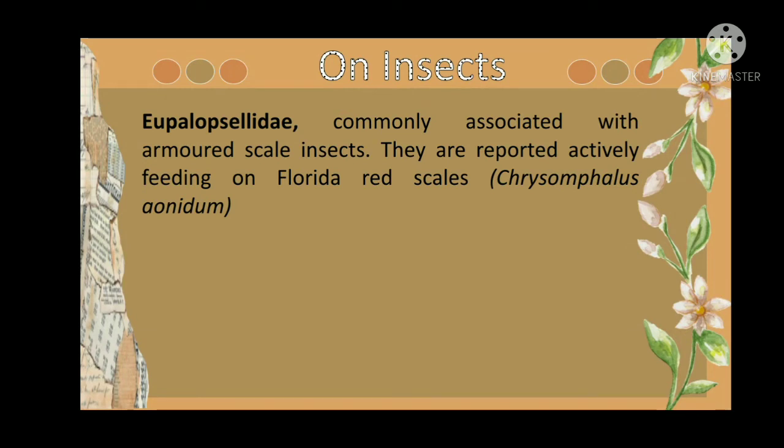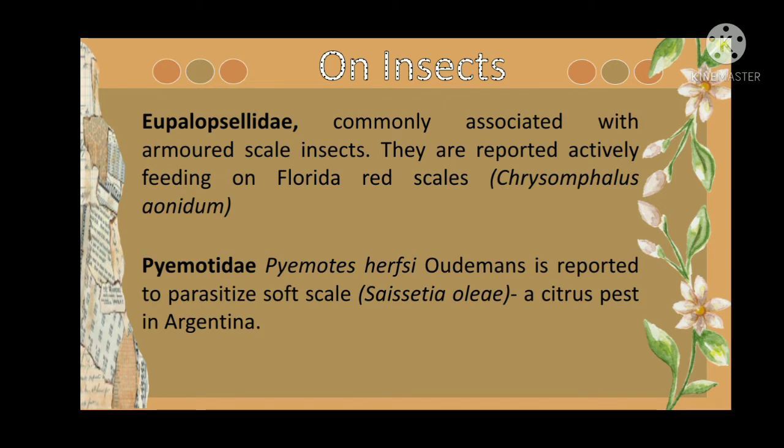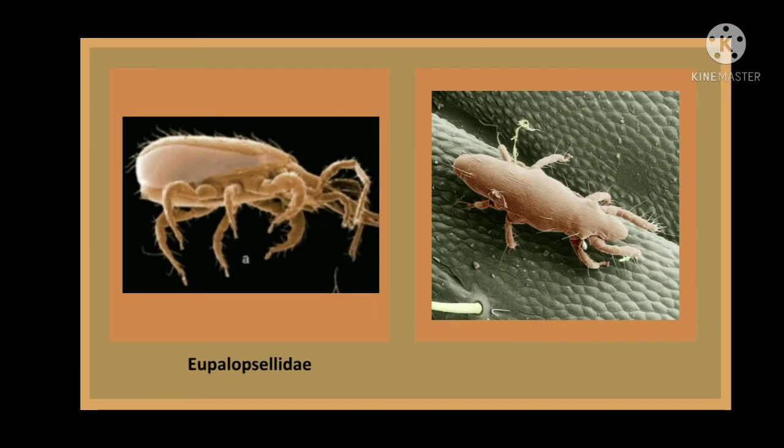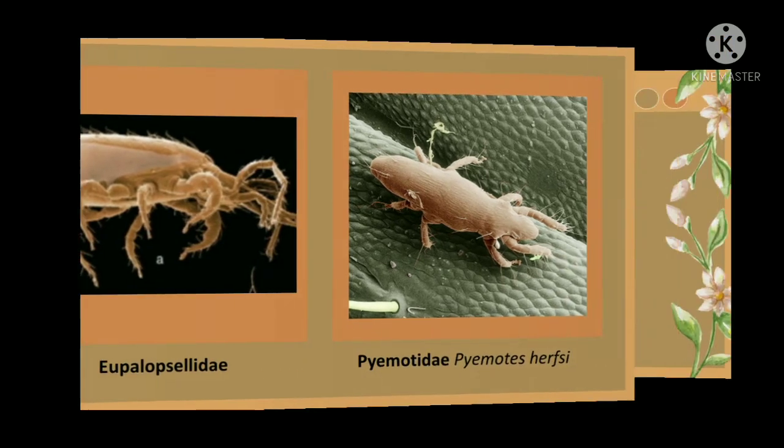Eupalopsellidae, commonly associated with armored scale insects. They are reported actively feeding on Florida red scales. Tydeidae is reported to parasitize soft scales, a citrus pest in Argentina. These are example images of Eupalopsellidae and Tydeidae.